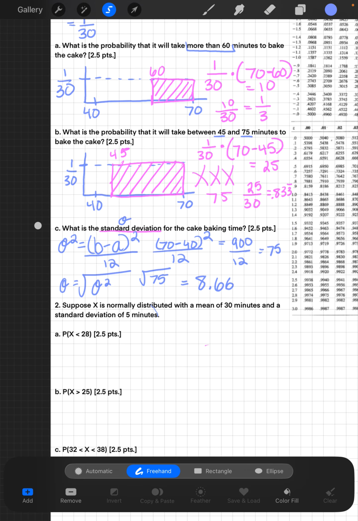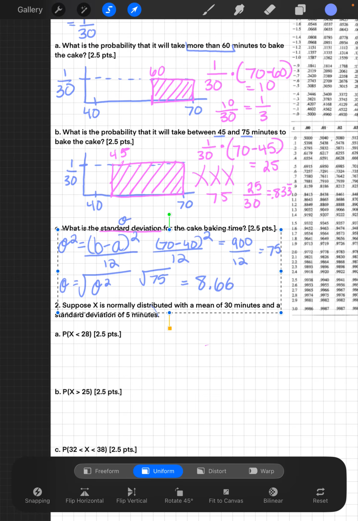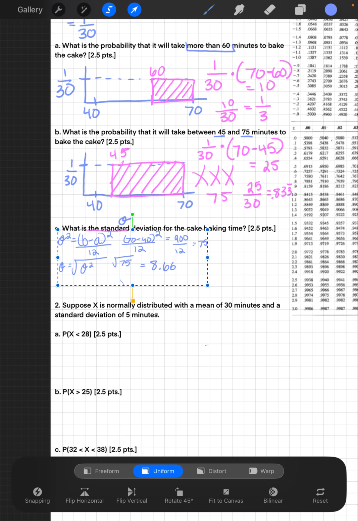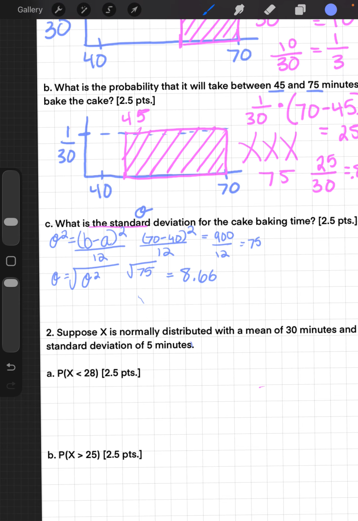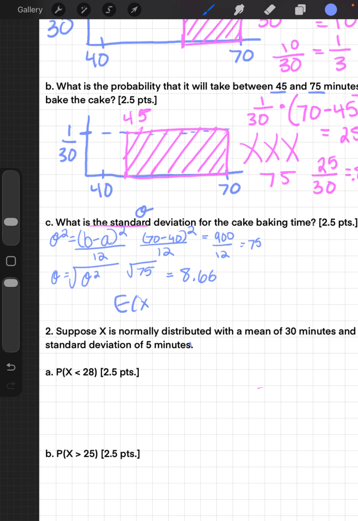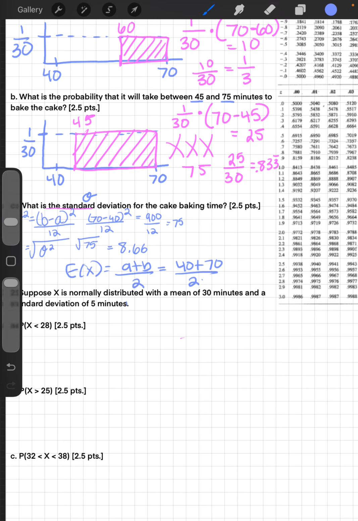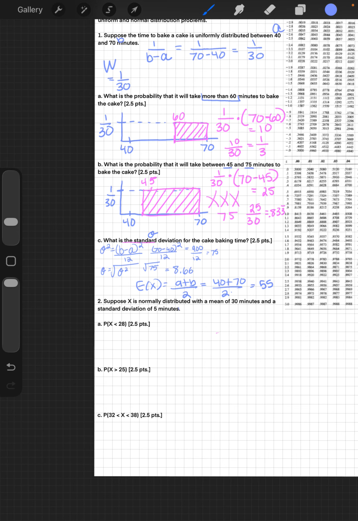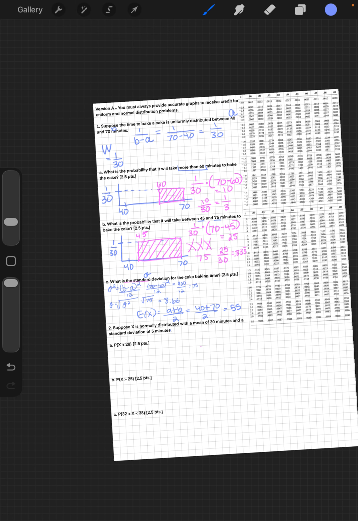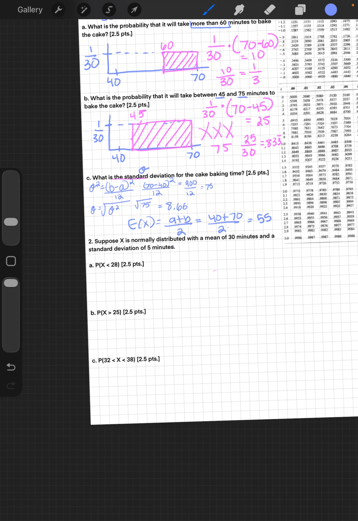And I didn't put it up here, but let's do this. Our expected value is going to be a plus b over 2, which is 40 plus 70, which is just 55. Since I'm just used to do all of those together. Okay.